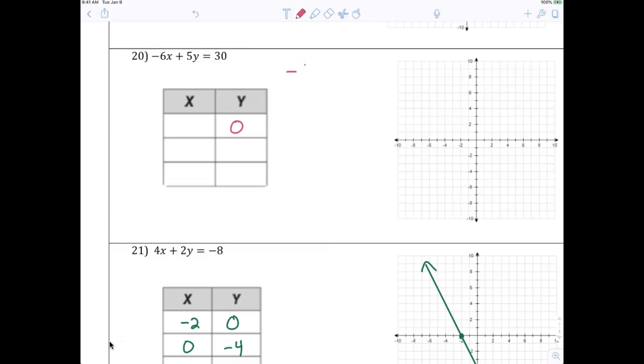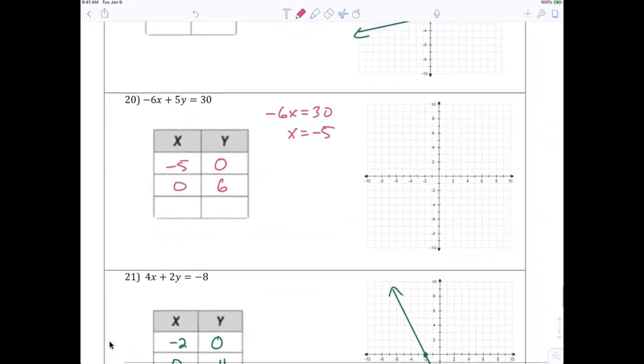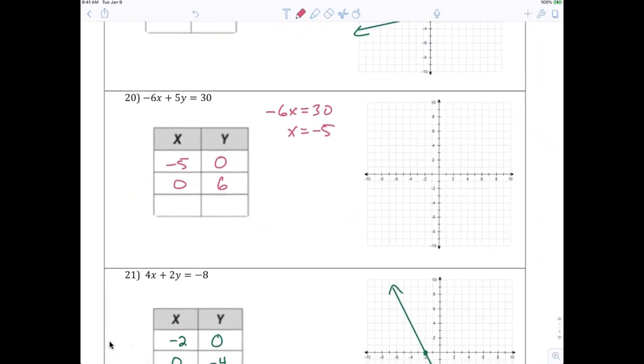Good. Hold up. Don't go anywhere. So x equals -5. Beautiful. Then plug in 0 for x. And it would be 6. Beautiful. All right. Now plot those points real quick. And that's it. Tonight, do the odds, guys. So -5, 0, 0, 6. Graph the line. And I'm going to post the answers, guys.